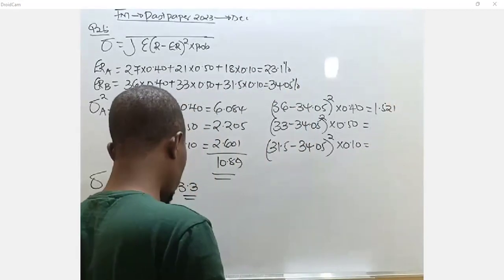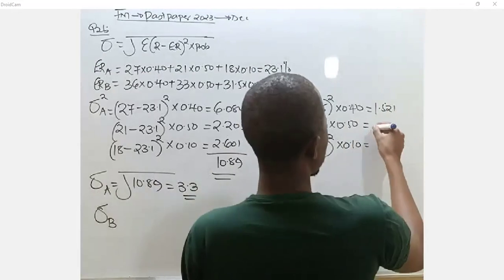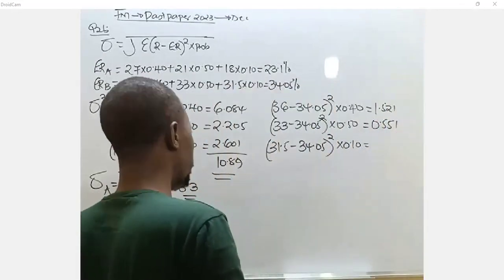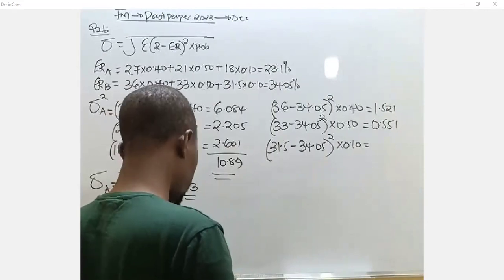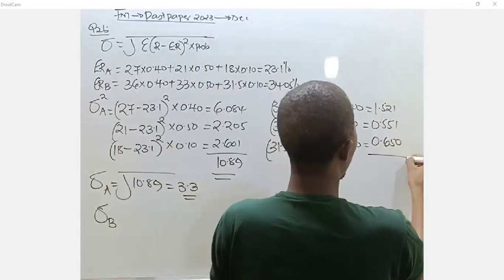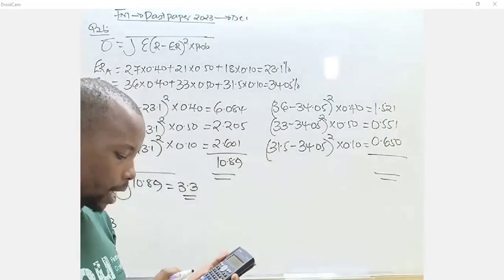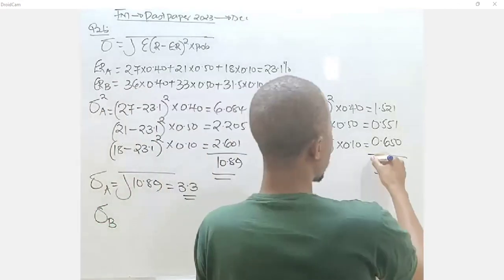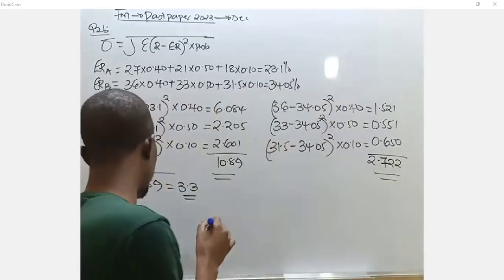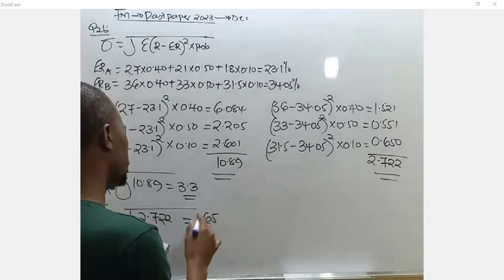1.521. The other one will be 33 minus 34.05 squared. Then you multiply by 0.50, getting 0.551. The last one would be 31.5 minus 34.05 squared. Then you multiply it with 0.10, getting 0.650. So what is the total now? The total will be 1.521 plus 0.551 plus 0.650. We are getting 2.722. So what is the standard deviation in this case? It will be the root of 2.722. So just root my answer. Now I'm getting 1.65. That is the standard deviation.